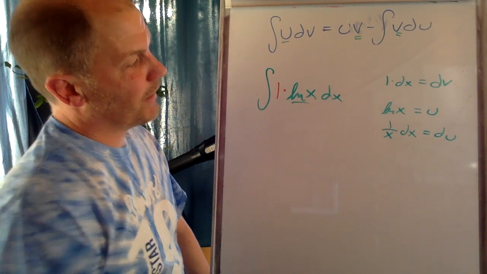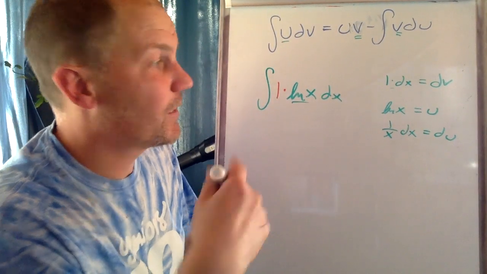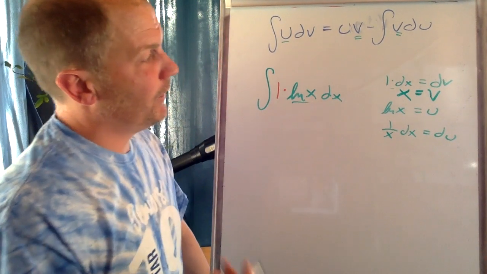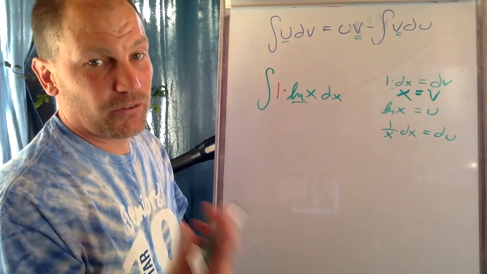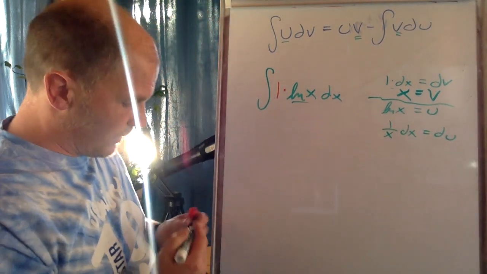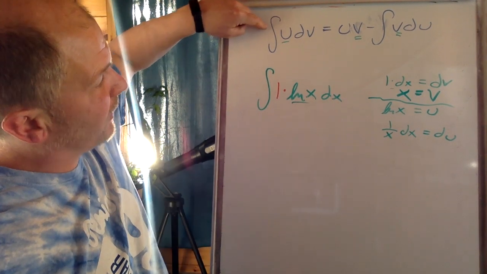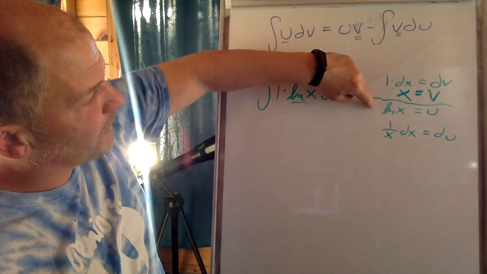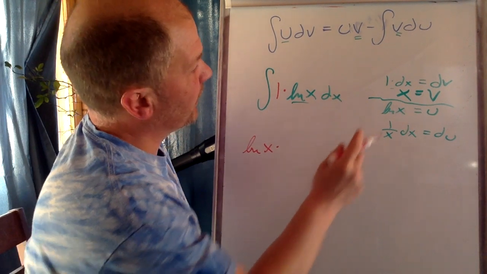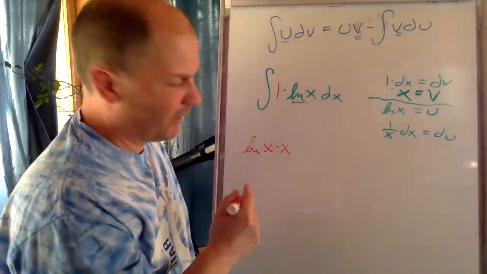So that's good. And then over here, if I integrate the number 1, I just get x. So x equals v. If I integrate both sides, I get x equals v, and I don't need the plus c, so that's nice. So now it's time to just substitute back in. U is ln x. V is x.